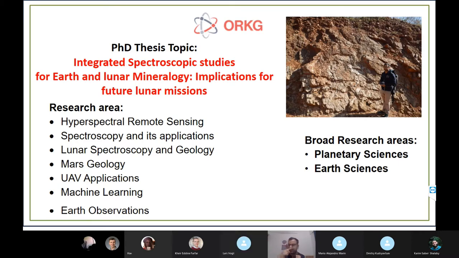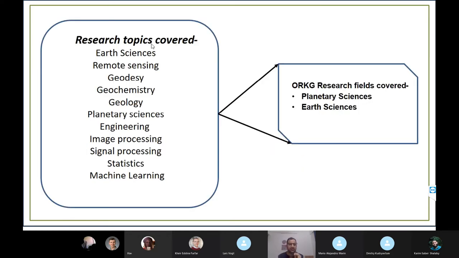So basically, these research areas combine two broad fields: planetary sciences and earth sciences. These are the research topics covered in my ORKG comparisons until now. Basically, I chose two fields, planetary sciences and earth sciences, and these are some of the subfields of these research fields.